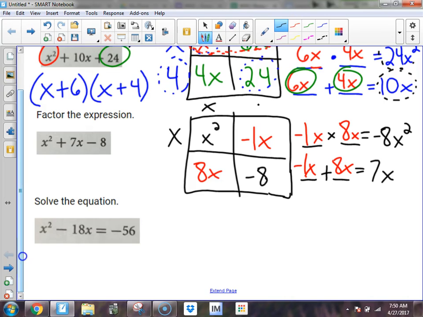X times what would give me negative 1x? Negative 1. Oh, yeah. Right? X times what would give me 8x? 8. So now we have it. X minus 1, x plus 8. It does not matter if you put the x plus 8 first. You could put it first, and then the x minus 1. Either way. It wouldn't mark it wrong in my.hrw. It shouldn't.